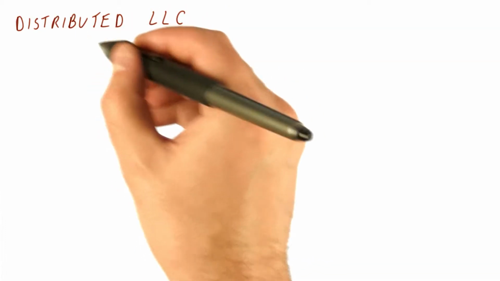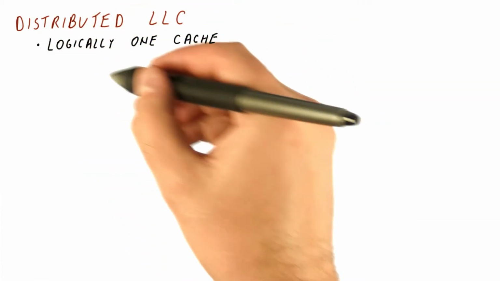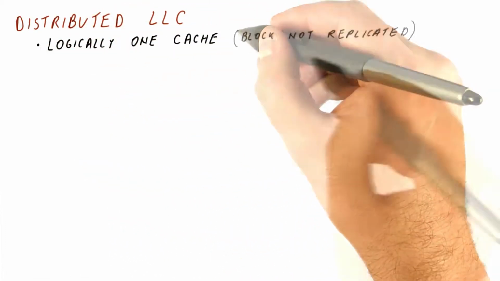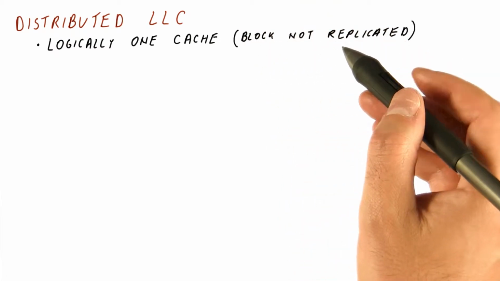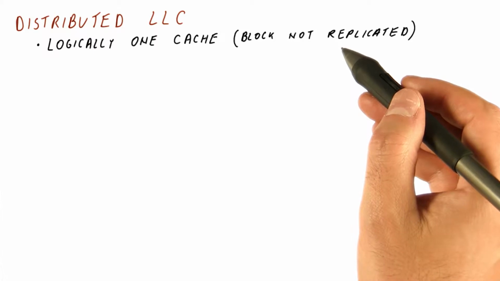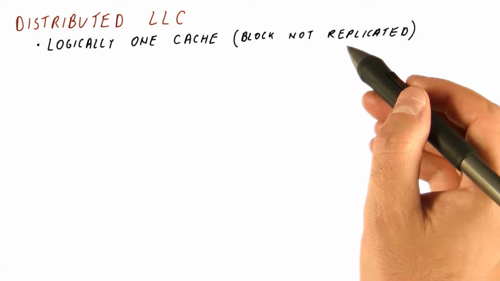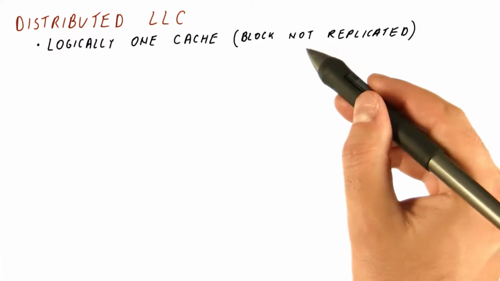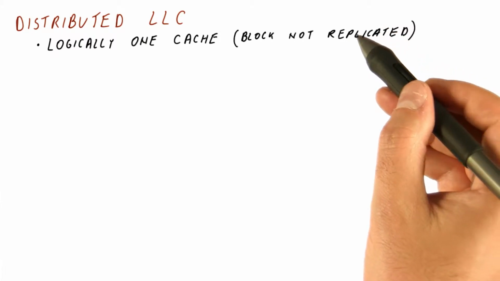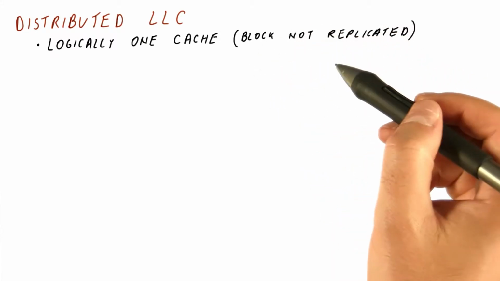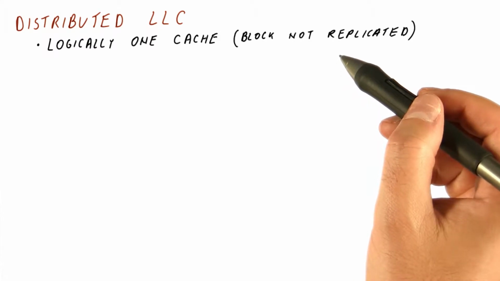So a distributed last level cache is logically a single cache in that a data block will not be replicated like it would be in private caches, where if 2 or 3 or 4 cores, for example, read a block, each of their caches would have that block. And thus, really, the total capacity of the caches is not how much memory we are covering, because some memory appears many times, possibly, in these caches.